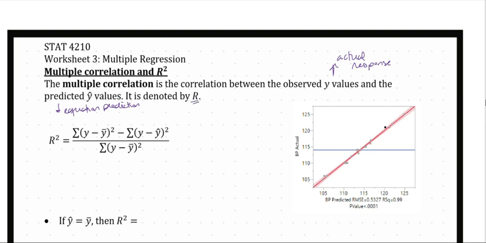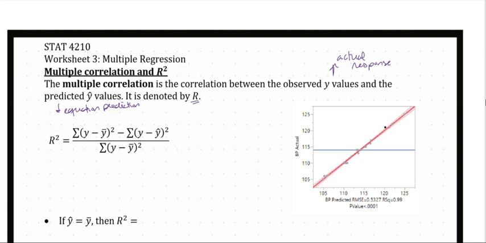In simple regression, the correlation coefficient is little r or lowercase r. The multiple correlation is capital R, and it is something different. In simple regression, the correlation is the correlation between the response and the explanatory variable. In multiple regression, the multiple correlation is the correlation between the observed Y and the predicted Y hat. So it is a very different kind of idea.